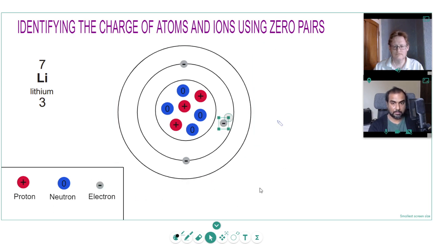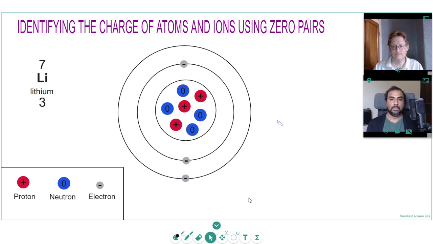And there's our electron there. Excellent. So we can see we've got an electron structure of 2, 1. So I wonder now if you could show us, using zero pairs, the charge on a lithium atom.